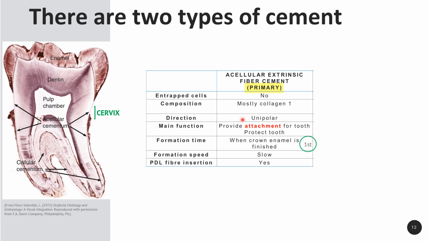The main function is the attachment of the tooth to the bone, and it is mostly performed when the crown enamel is finished. It happens first in comparison to the other main type of cement, but it's quite slow, and this is a function of the unipolar direction of cement protein secretion, so only in one direction. And it is, of course, involved with the periodontal ligament, being that it's mostly on the outside of the tooth.